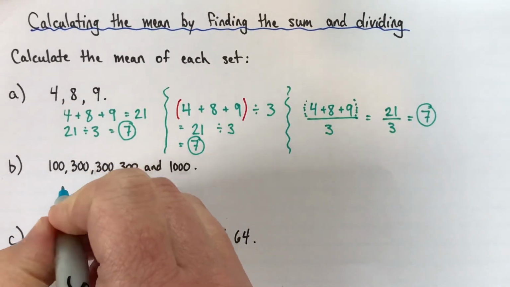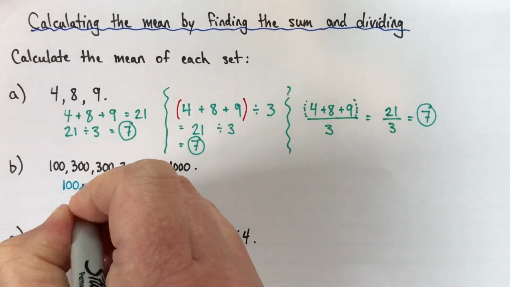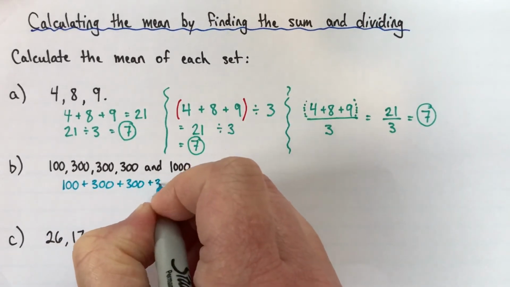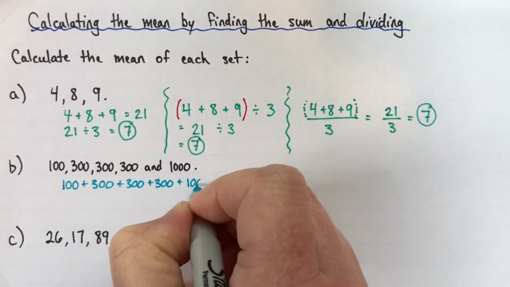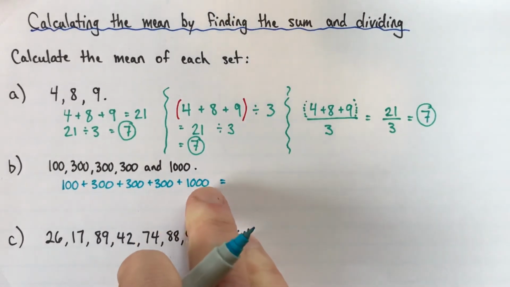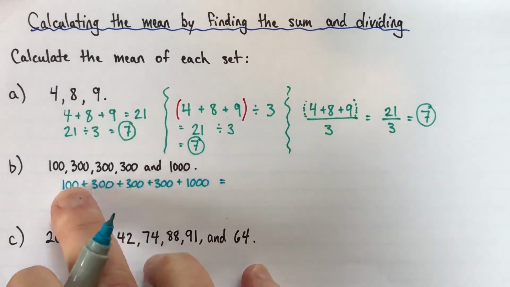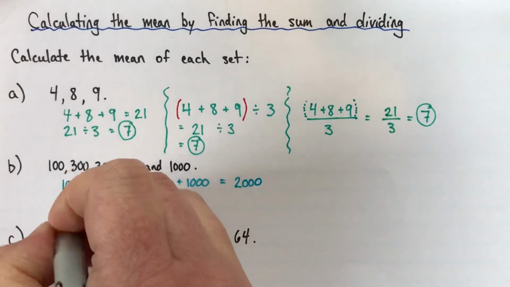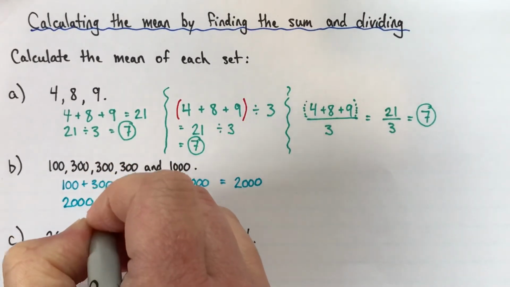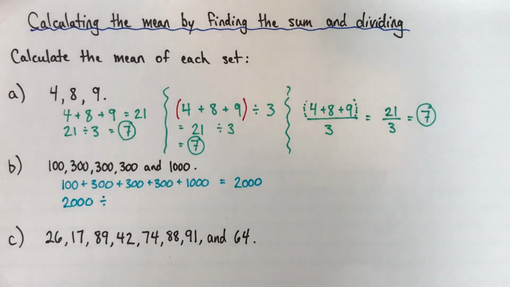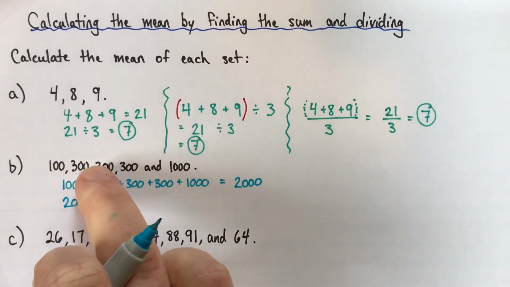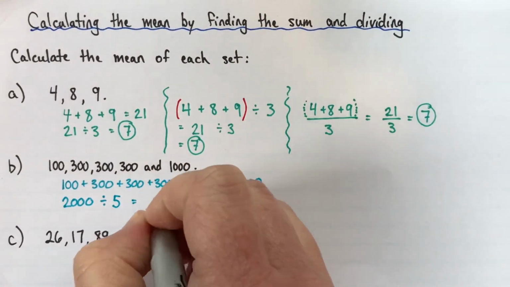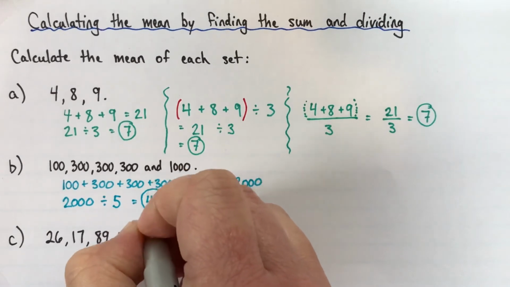So we'll add the numbers up. 100 plus 300 plus 300 plus 300 plus 1,000. And that's equal to, this is 900 here, and another, that's 1,000 plus another 1,000, so that's 2,000. And now we divide 2,000 by, now just think, what are we going to divide by? Because it's 1, 2, 3, 4, 5 numbers, we're going to divide by 5. And that gives us 400. The mean is 400.